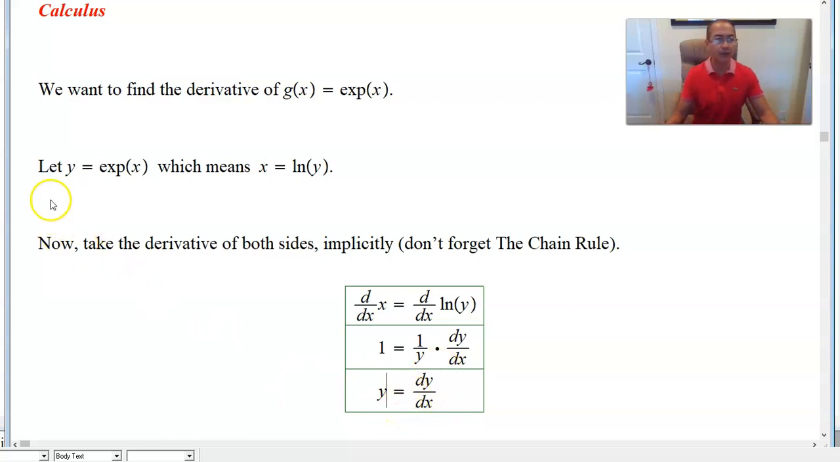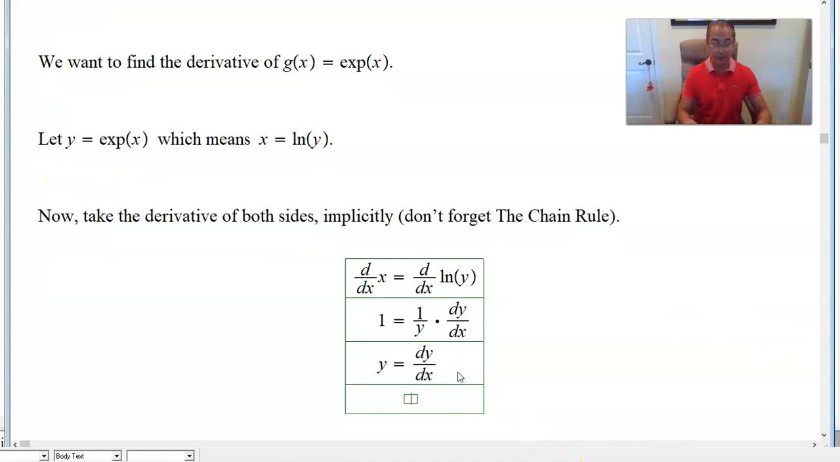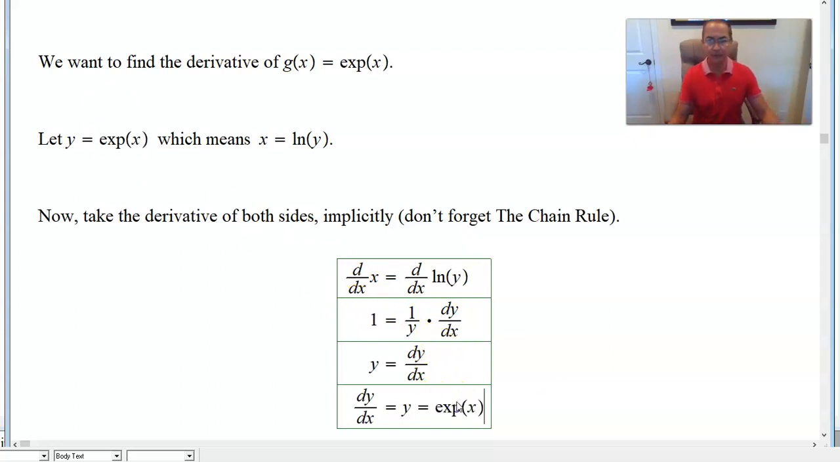Okay, but wait a minute. Who is y again? y is the exponential function. Woohoo! So therefore, dy by dx, let's put it on the left side, it's more natural there, must be y, which is the exponential function of x. Okay, so this is a little bit weird and might bother you for a little bit. We started out with the exponential function, and the derivative of that exponential function is again the same function, exponential of x.